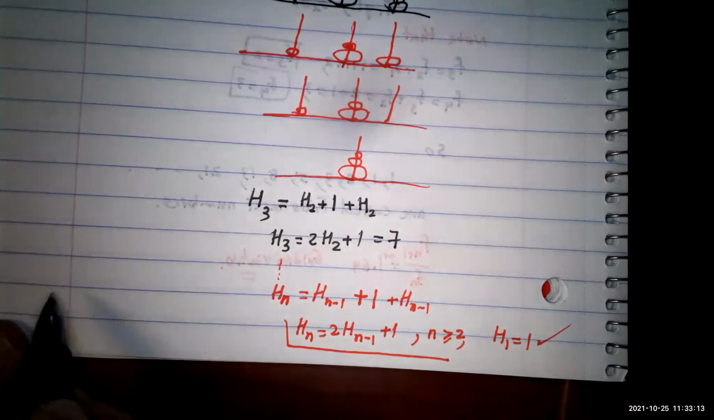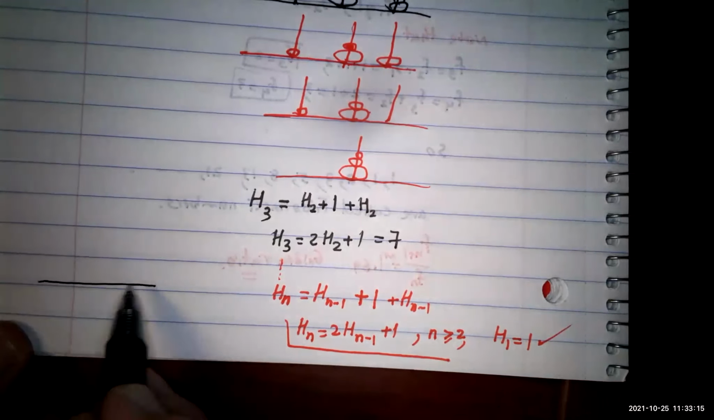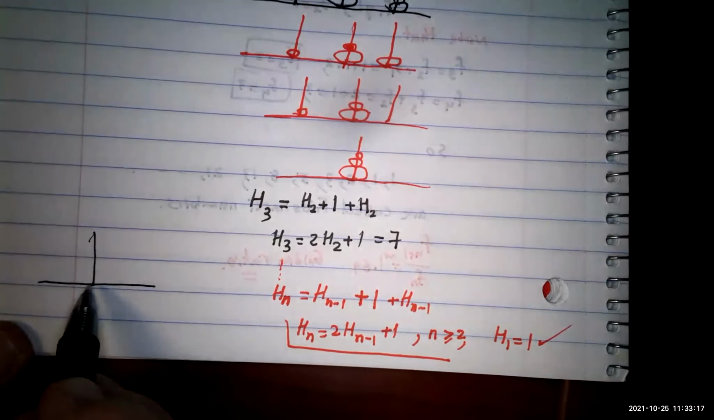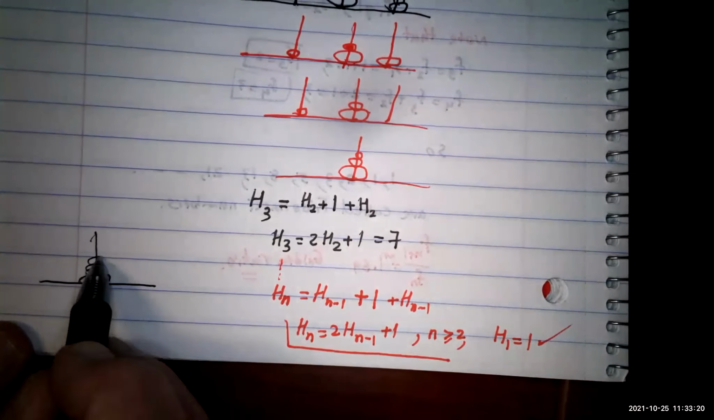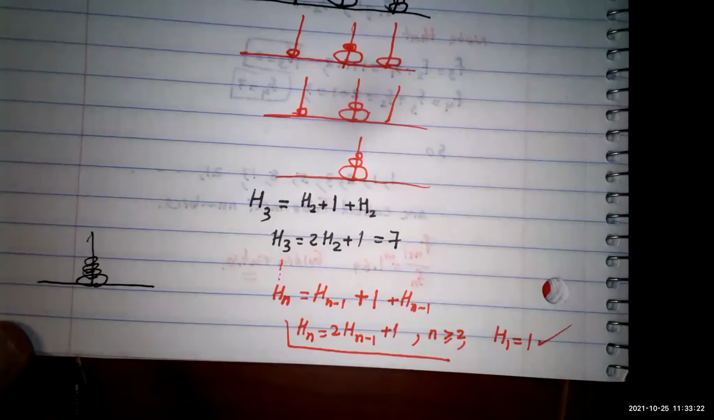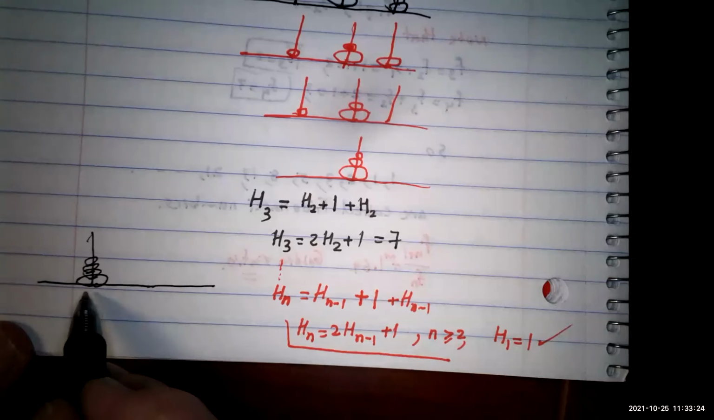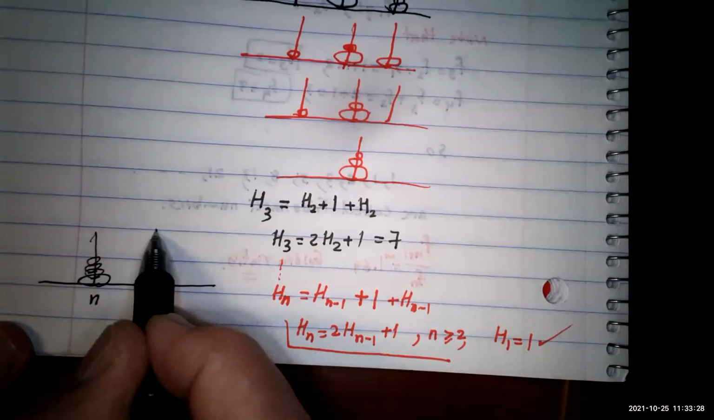So what we did, you see, this is it, smaller. This is what we did. This is the starting point. So what do you have? So what we did, this is going to be n disks, okay? This is going to be the n disk.